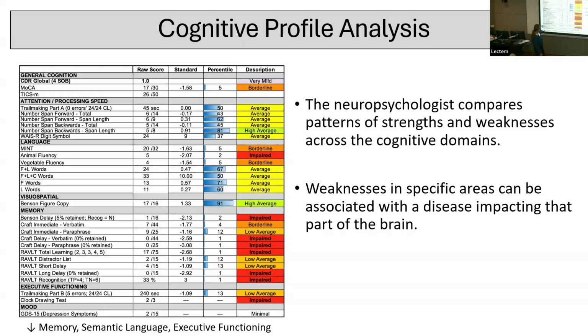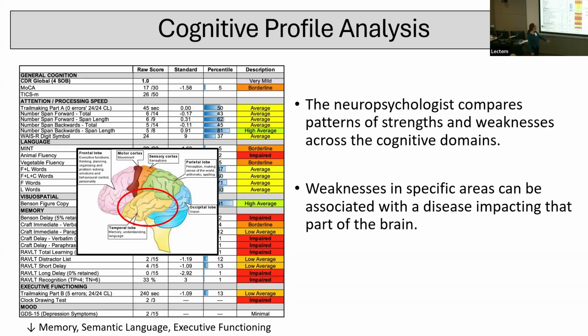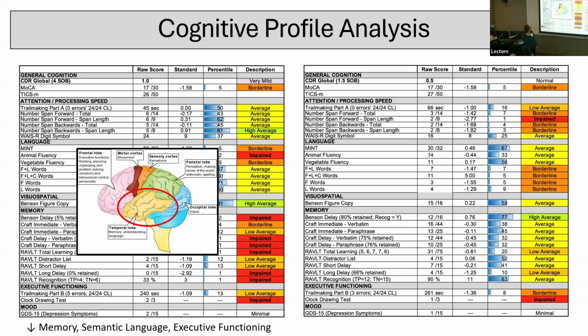And so in this case, the memory, language, and some emerging executive functioning difficulties really do point to the pathology primarily in the temporal lobe. And that's mostly Alzheimer's disease. Here's another example, and I want to point out something.